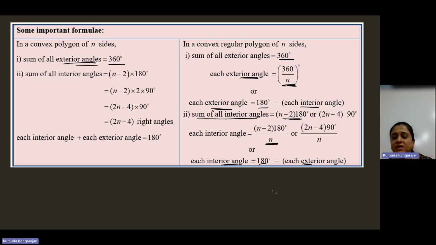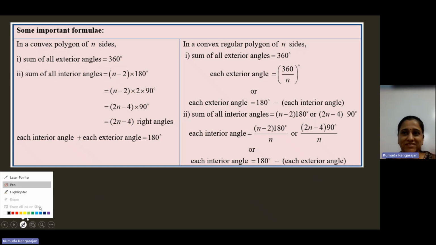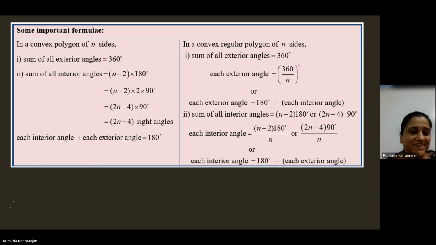If your school uses the formula 2n minus 4 into 90, it's just one step ahead. If you can have some patience, I can finish it off now. 180 can be written as 2 into 90. Now multiply this 2 inside. So 2 into n, 2n. 2 into 2, 4. So you get 2n minus 4 into 90.